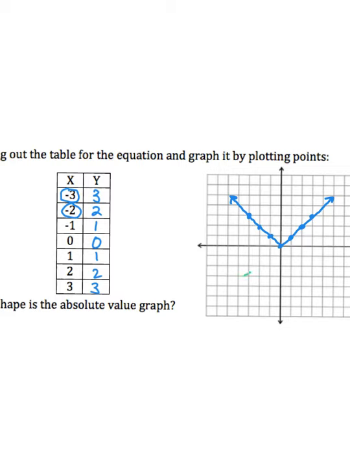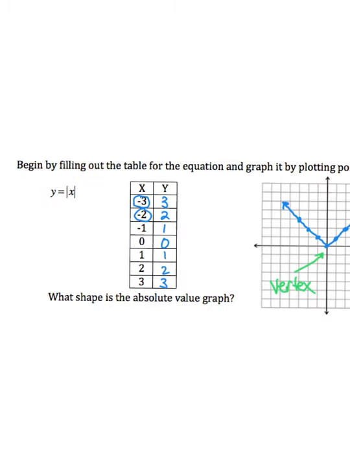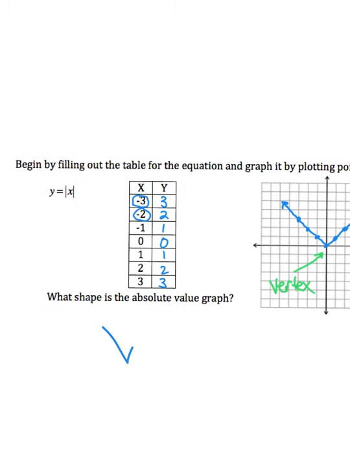One very important thing I want to point out is this is called the vertex, and that vertex is really important for the rest of these graphs. We need to make sure that we find that vertex on every absolute value graph. So every time you have an absolute value graph, it's going to look like a V, and it's going to have a vertex. Now that's the tip of that V. All right, so what shape is the absolute value graph? It is a V.